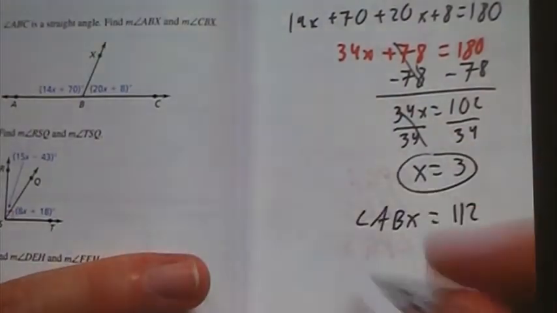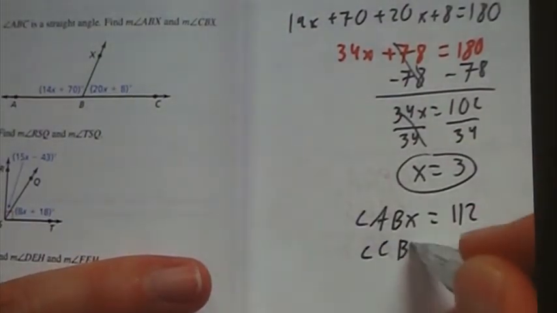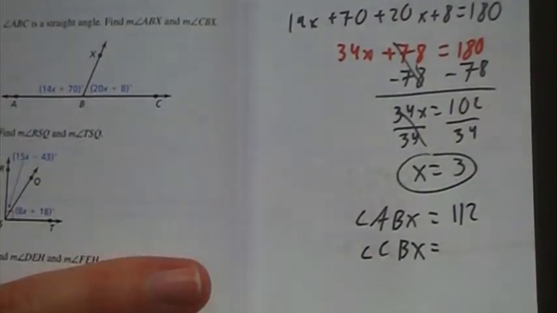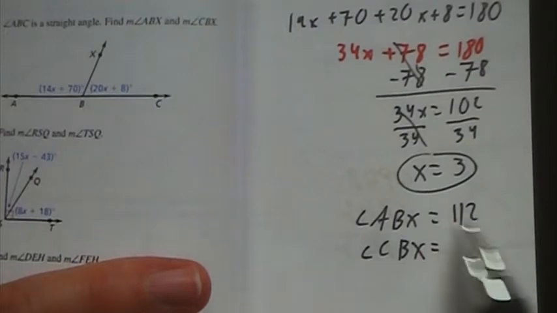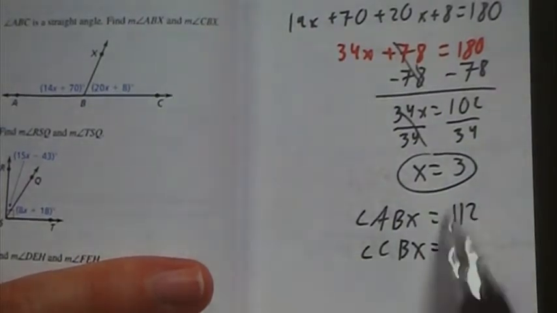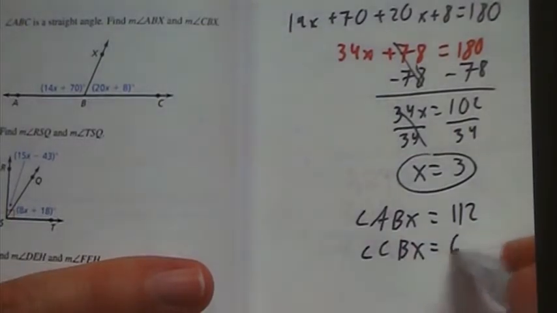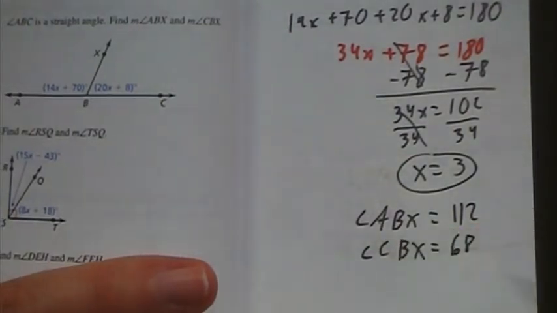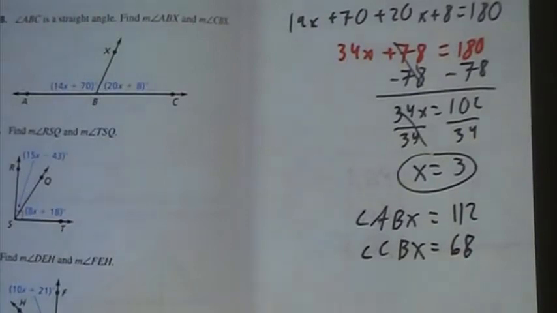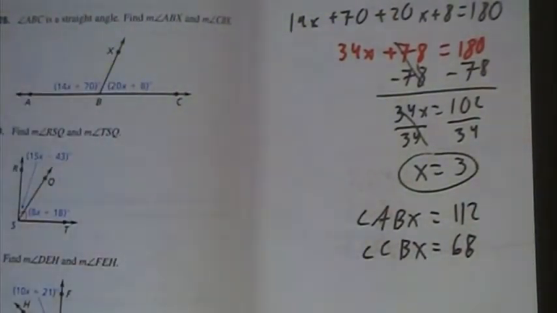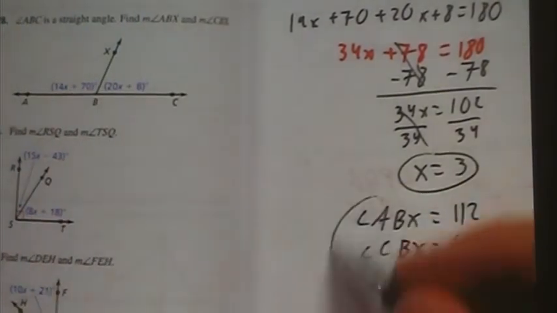And the leftover guy, angle CBX, I'm going to show you a little trick. Technically you could put your 3 in there and solve, that's not too bad. But if you know you have a 180 degree angle, and you know one of your angles, you could just subtract that from 180 and you'll get the other piece. So you really don't even need to substitute your variable into that second piece once you know the first piece. Cool, here you go.